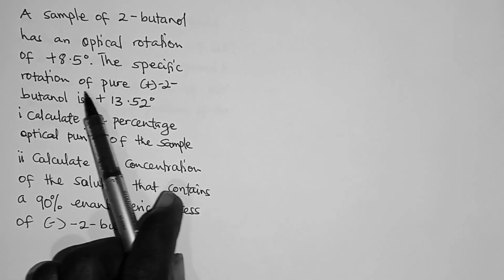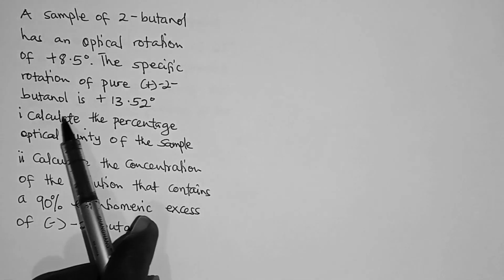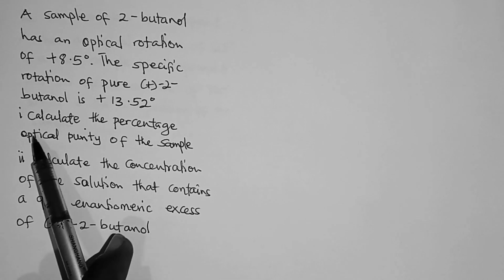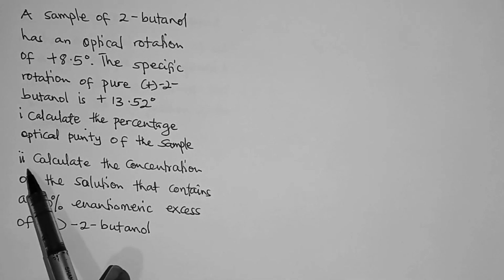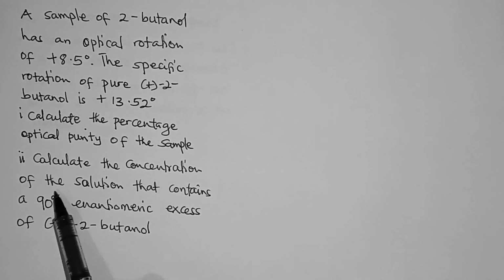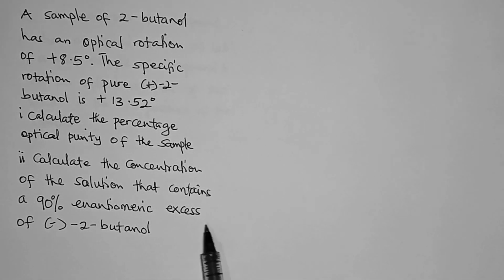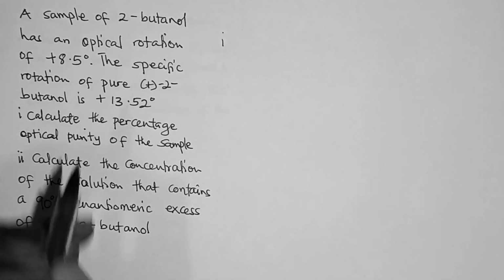A sample of 2-butanol has an optical rotation of plus 8.5 degrees. The specific rotation of pure plus 2-butanol is 13.52 degrees. Calculate the percentage purity of the sample, and calculate the concentration of the solution that contains a 90% enantiomeric excess of 2-butanol. So let's start with the first part.